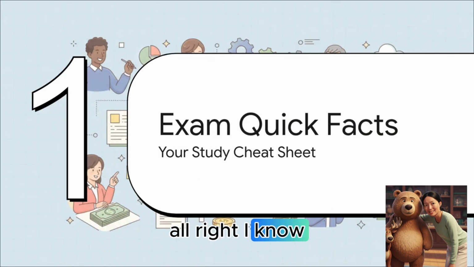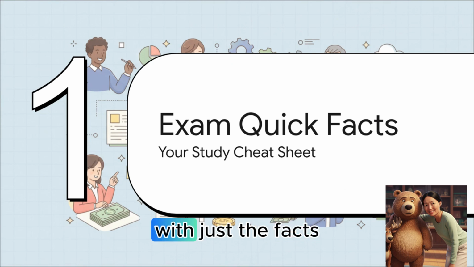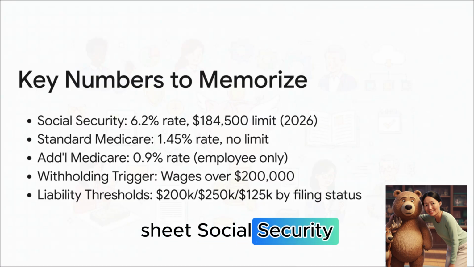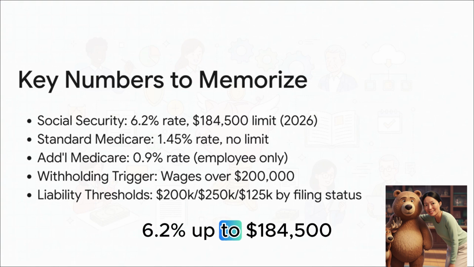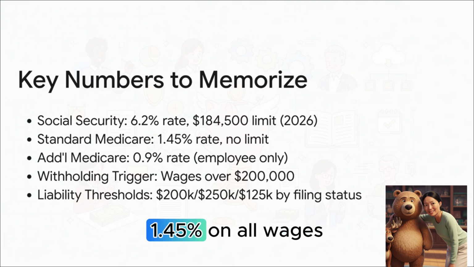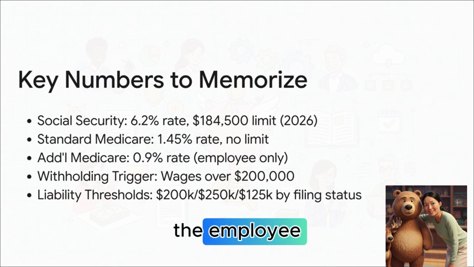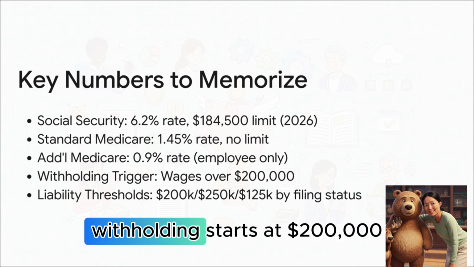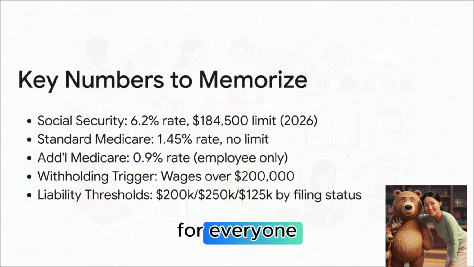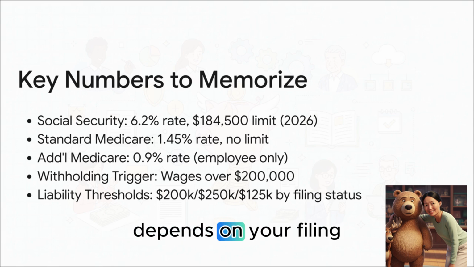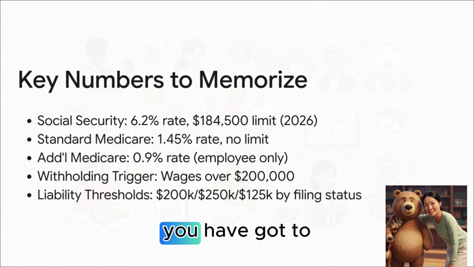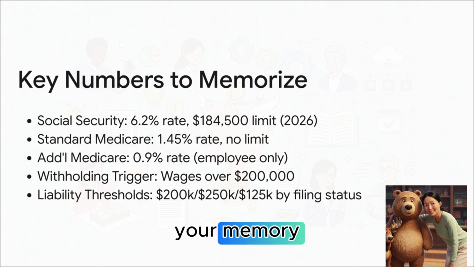All right, I know that was a deep dive, so let's pull it all together into a quick cheat sheet with just the facts you need to memorize for the exam. This is your cheat sheet. Social Security, 6.2% up to $184,500. Standard Medicare, 1.45% on all wages. Additional Medicare, 0.9% paid only by the employee. And the critical distinction, withholding starts at $200,000 for everyone, but your actual liability depends on your filing status threshold. You have got to burn these numbers into your memory.